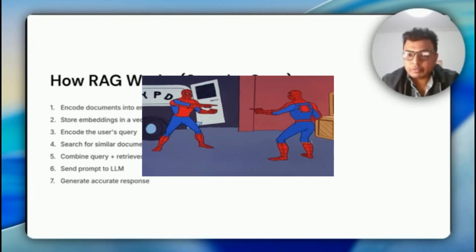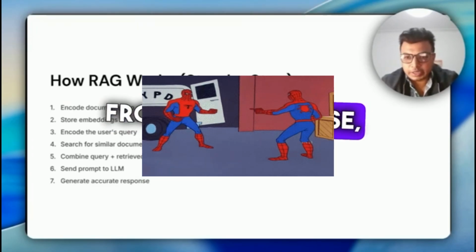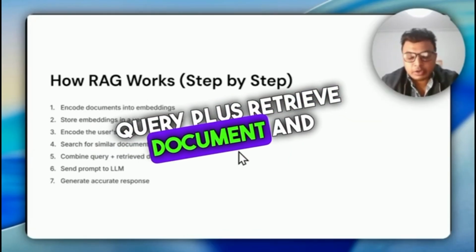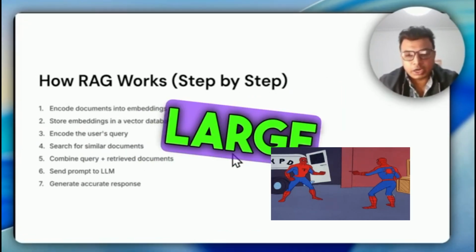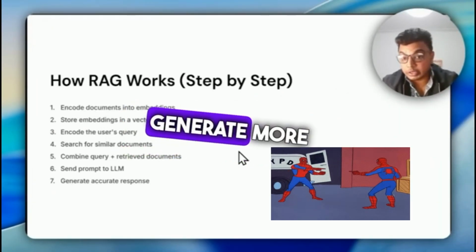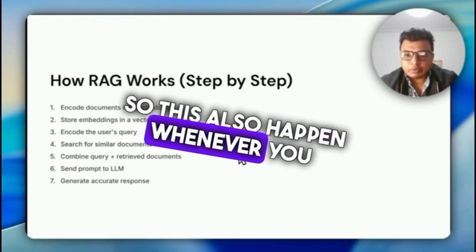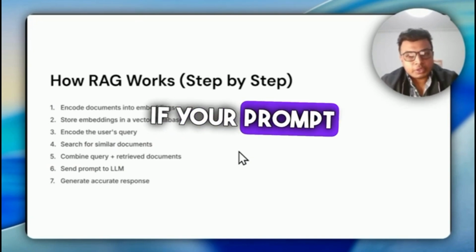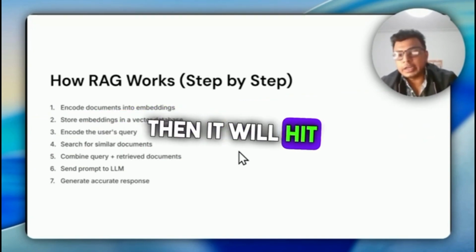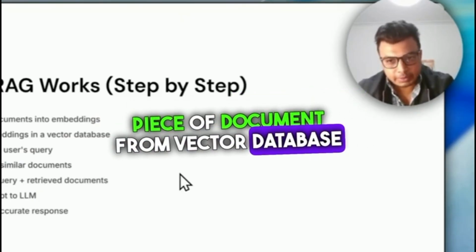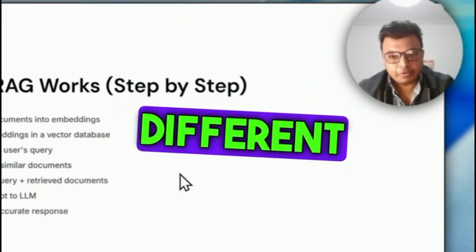Then once it has found the most relevant fact from your database, we combine the query plus the retrieved document and send it as a prompt to the large language model. Then the large language model can generate more accurate answers based on your questions. So this also happens whenever you ask something to ChatGPT, and if your prompt is not well structured, then it will hit a different piece of document from the vector database, and then sometimes you are getting different answers.